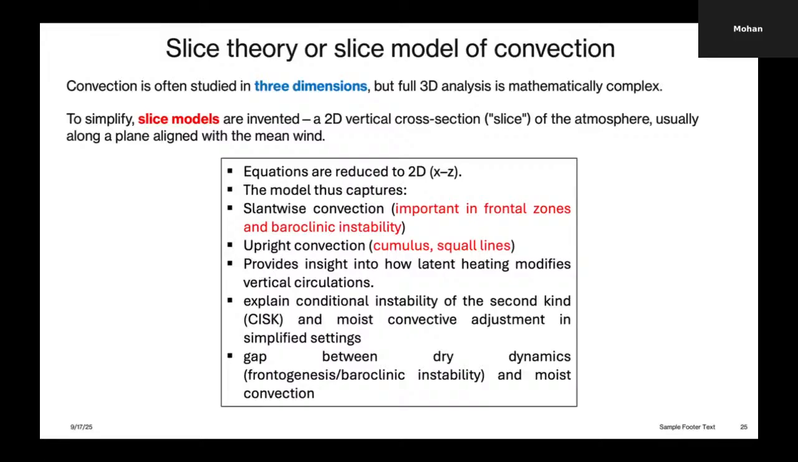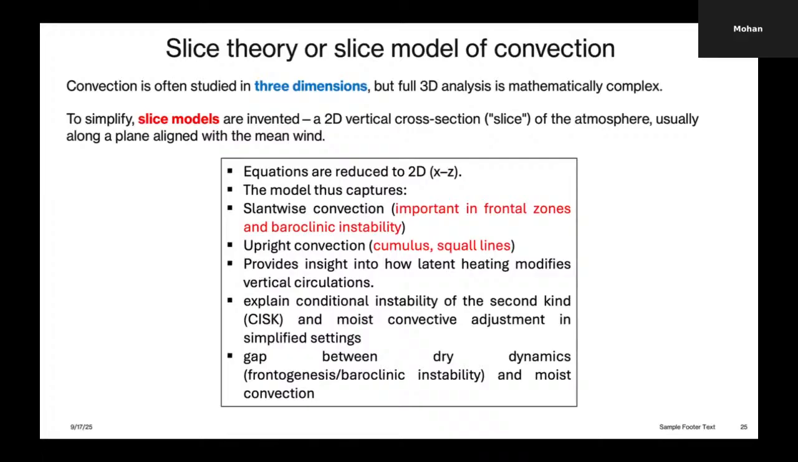Normally the slicing is done along the mean wind direction. Let us suppose the mean wind is westerlies, so you slice along the latitude, the XZ plane. You take all the momentum equations or primitive equations in that plane, and what that does is simplify the y term, so you don't need the y term in the x, y, z equations. So you are minimizing the complexity by taking a slice.